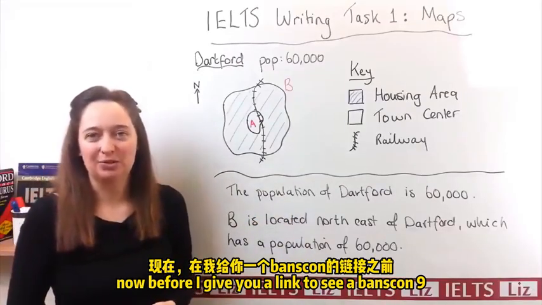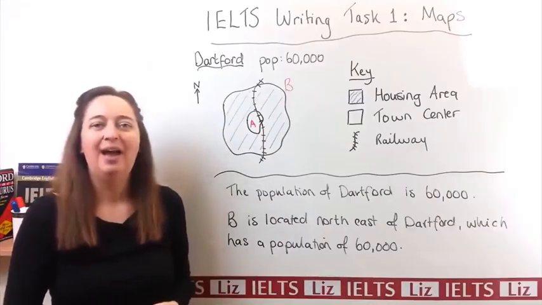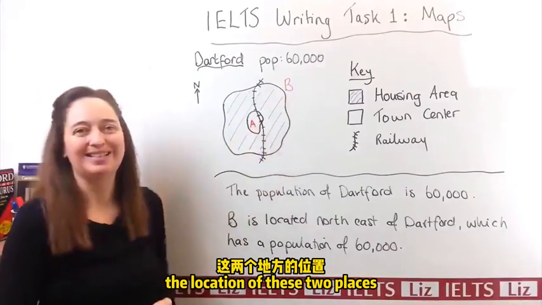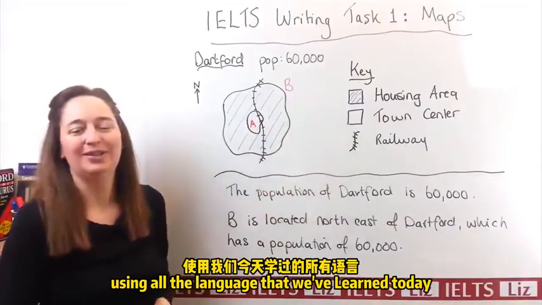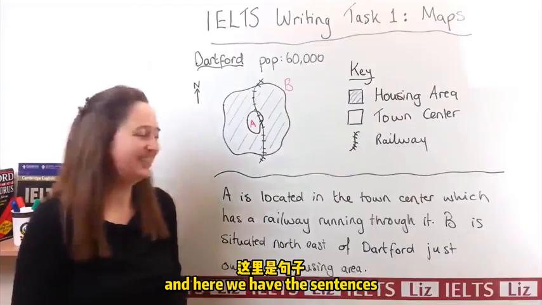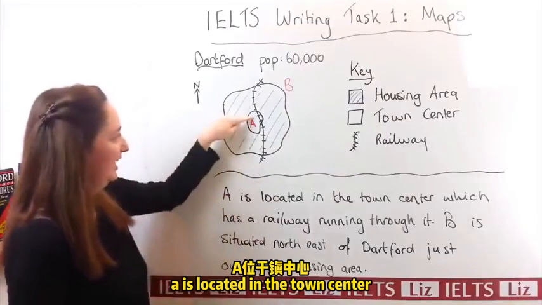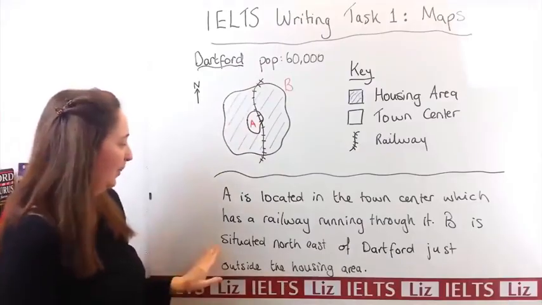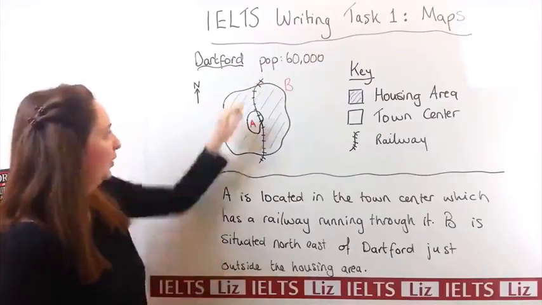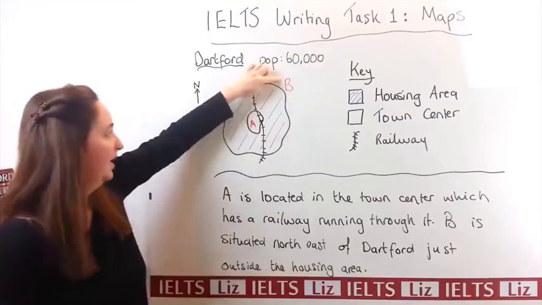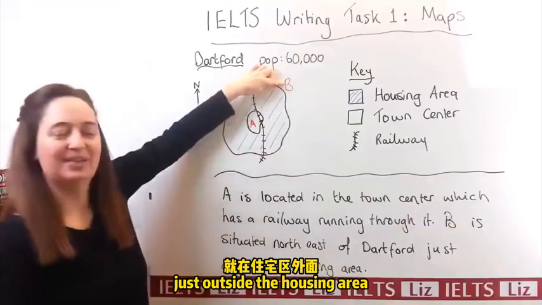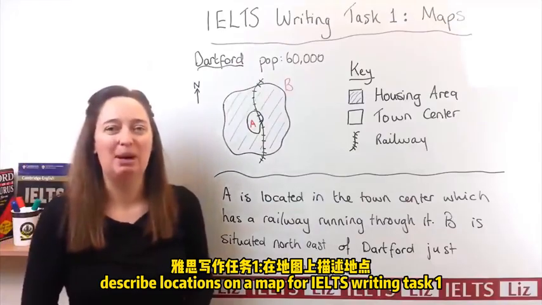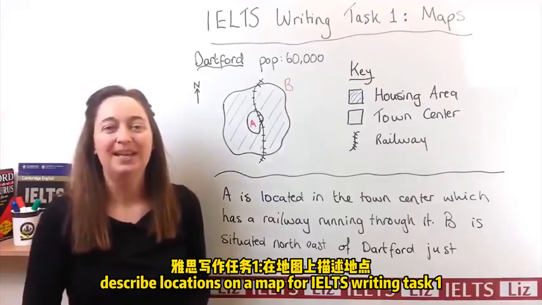Now, before I give you a link to see a Bandscore 9 model map, let me give you a complex sentence to describe the location of these 2 places using all the language that we've learnt today. And here we have the sentences. A is located in the town centre, which has a railway running through it. B is situated northeast of Dartford, just outside the housing area. So that is how you describe locations on a map for IELTS writing task 1.